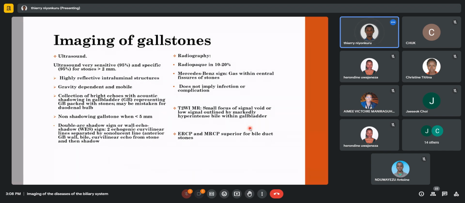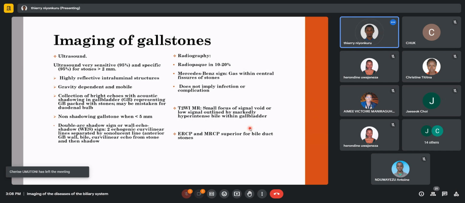When there is what we call the double arc shadow sign, or wall-echo-shadow, or WES sign in short, we can see two echogenic linear lines separated by a sonolucent line: the anterior gallbladder wall, the bile in the middle, and the curvilinear echo from the stone, and then the shadow.